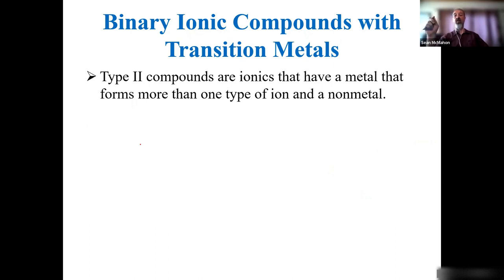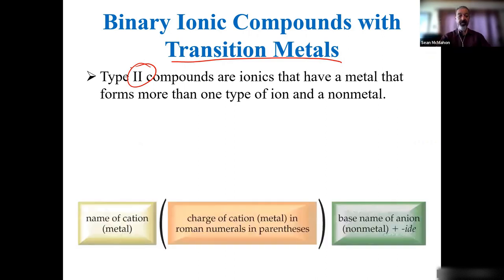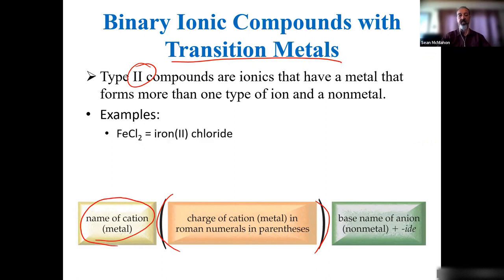Okay, now we're still binary ionic. What do I mean by binary? 2 elements. Ionic. Well, the 2 elements are what? Metals and nonmetals. But these metals are transition metals. So I'm calling this type 2 because I can have more than one charge. So how do I show that? Typically, I take the transition metal's name and I add a Roman numeral to tell me what the charge of that transition metal is, and then I write the nonmetal. So what's an example? Iron(II) chloride, iron(III) chloride.